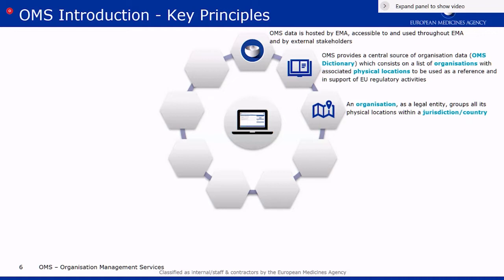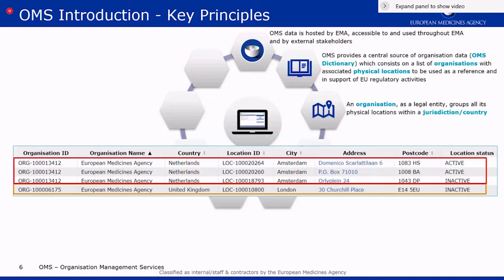An organization will be registered in our OMS dictionary as a legal entity. We will have one org ID assigned. One organization will be created as soon as we can validate that that organization exists as a legal entity, alongside all its physical locations within a certain jurisdiction or country. So, for example, we can have in two different countries the same legal name, but because they are under a different jurisdiction, under a different country, we will assign a different organization ID and consequently a different location ID.